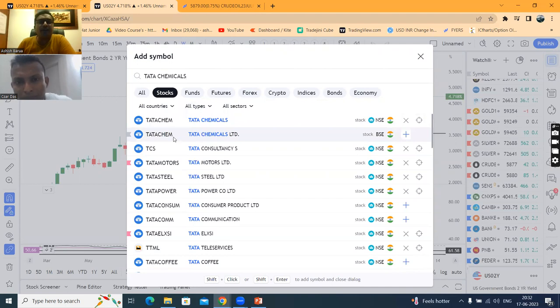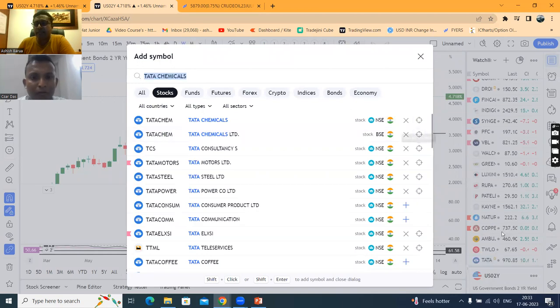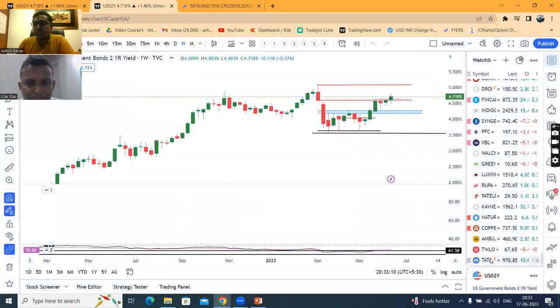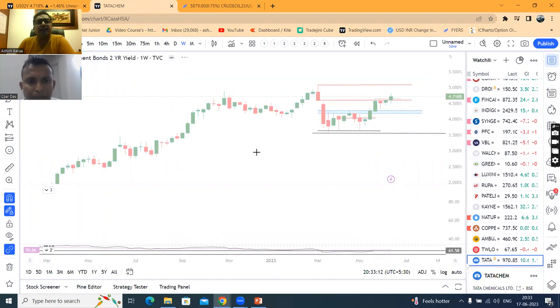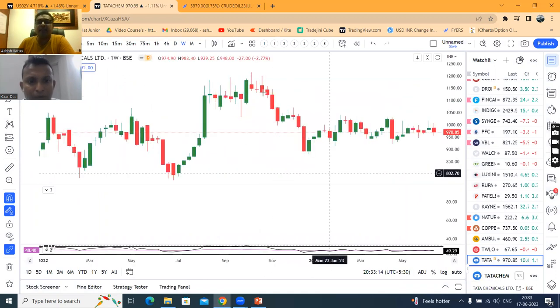So suppose I want to add Tata Chemicals. NSE and BSE, 2 different exchanges, are there. NSE is already added. So suppose I want to add BSE. I click it here, it comes here. The moment I click, I get these types of things.